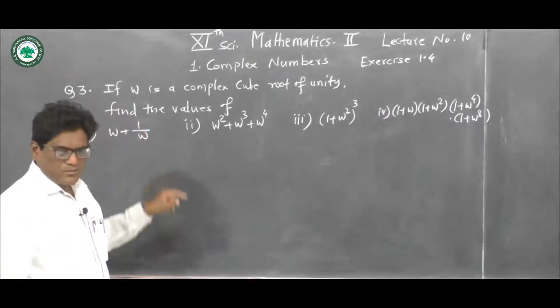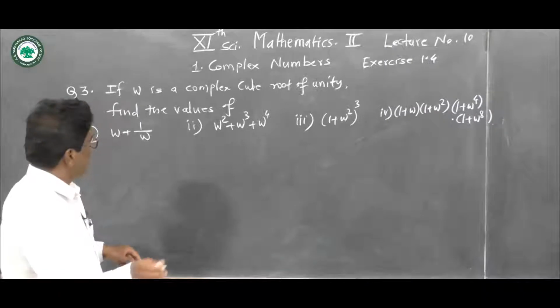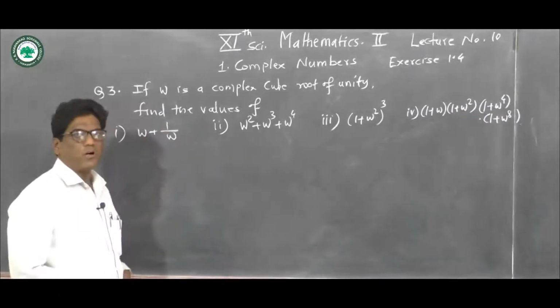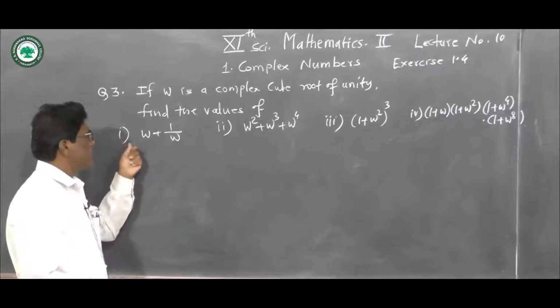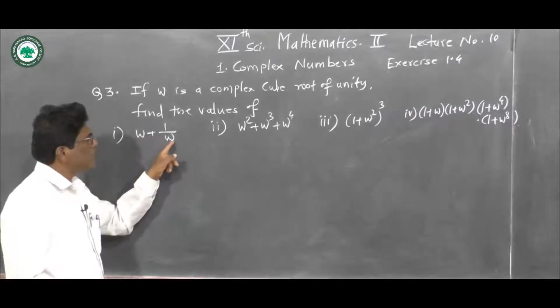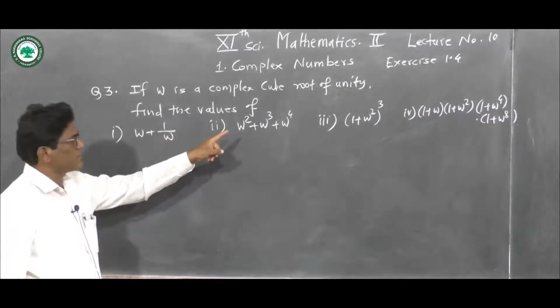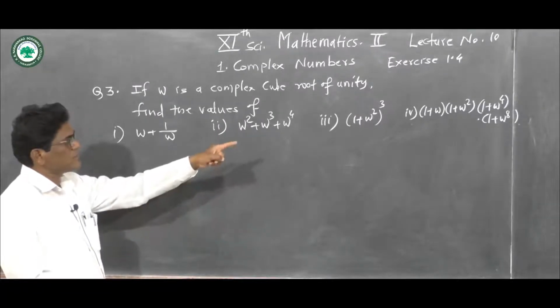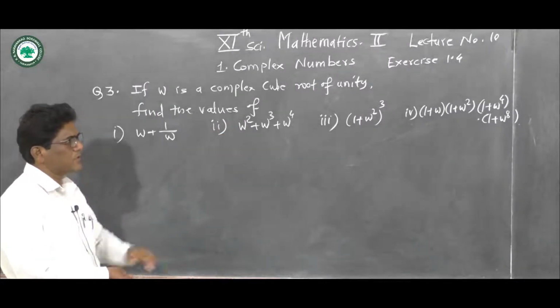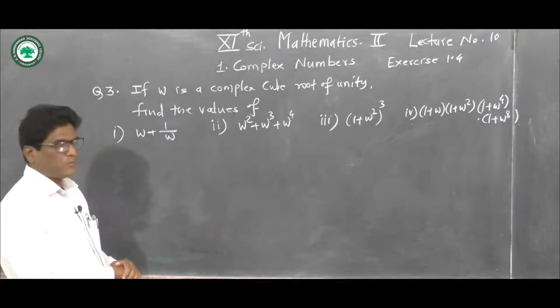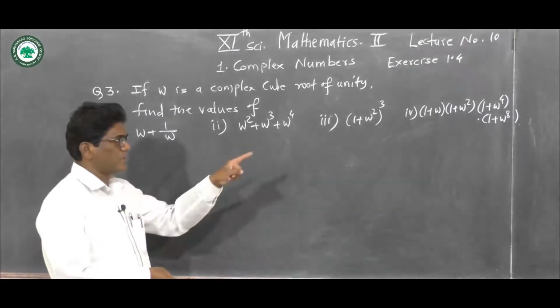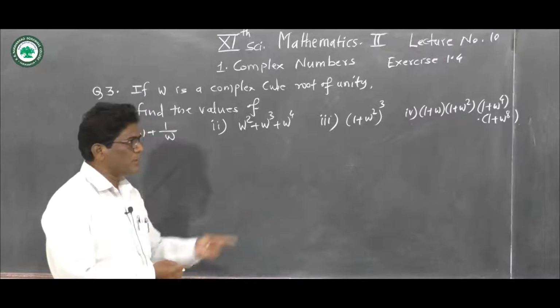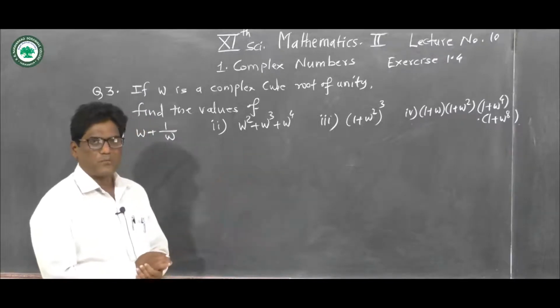If omega is a complex cube root of unity, find the values of: First problem is omega plus 1 upon omega. Second one is omega square plus omega cube plus omega to the power 4. Third one is 1 plus omega square to the power 3, and fourth one is 1 plus omega into 1 plus omega square into 1 plus omega to the power 4 into 1 plus omega to the power 8.